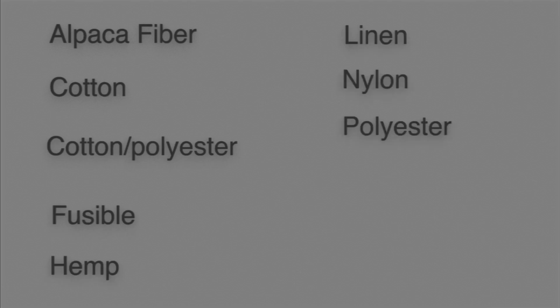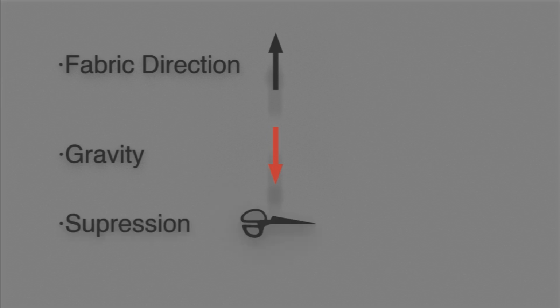On top of this, different threads can be used in any of the constructions that I've mentioned. These threads can be constructed of a wide array of natural and man-made materials, each of them with different properties. I could make a whole series of videos on this, but for now, suffice to say that it's crucial to know which type of material we are using. The pattern maker is thus concerned mainly with the direction of the fabric, the gravity, and suppression.